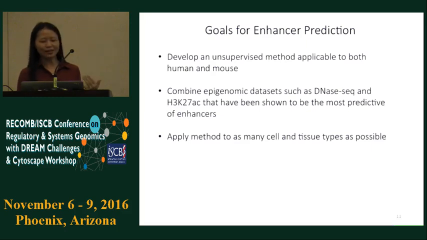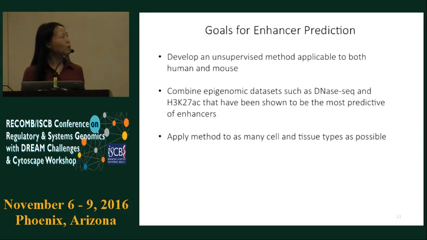But nonetheless, we had a lot of discussions about what kind of method we should use. In order to predict enhancers genome-wide, because ENCODE has hundreds of cell types, we want a method that's unsupervised and very simple, so that we can apply the method to both human and mouse species and also across hundreds of cell types. So we want a very simple method.